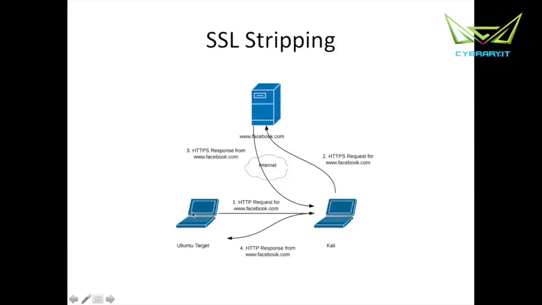So there's going to be a request from, in this case, Ubuntu, for facebook.com. What's going to happen with SSL stripping is that we're going to run a tool called SSL strip, oddly enough, on our Kali system, and it's going to make a secure connection with Facebook. It's going to request a secure SSL connection with Facebook for HTTPS, which is going to work just fine, valid certificate and everything, because Facebook does have a valid certificate. So Kali's going to receive the page correctly. It'll strip off SSL and send a response in HTTP back to Ubuntu.